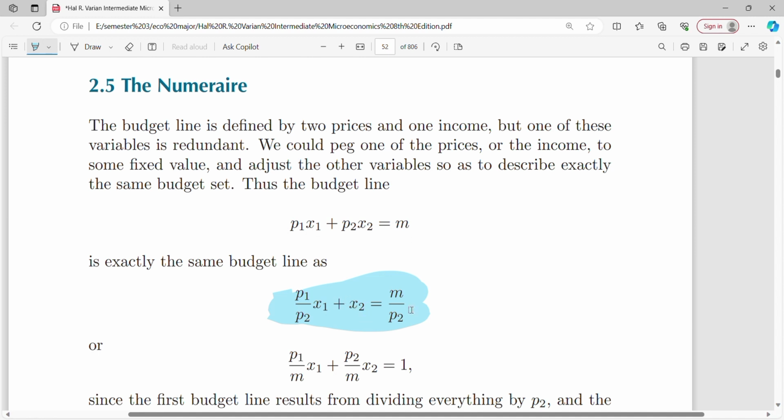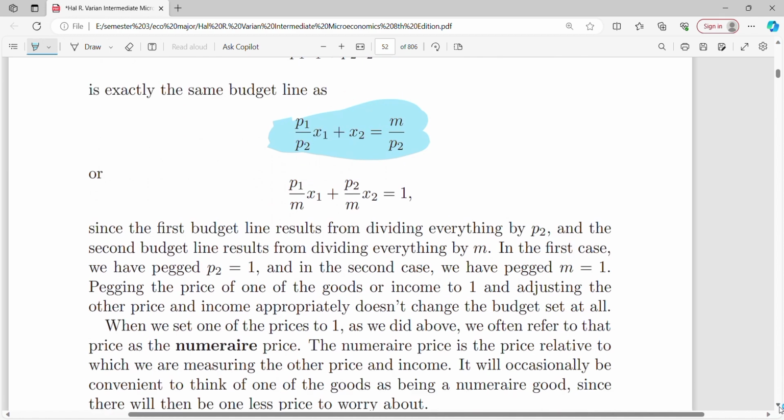So here we pegged P2 equal to 1, and in the next equation we pegged M equal to 1. That is, the income is pegged to 1. So when we divide the whole budget line by M, all the denominators are M, and M by M is equal to 1. So here we got 1. So this is what numeraire means.